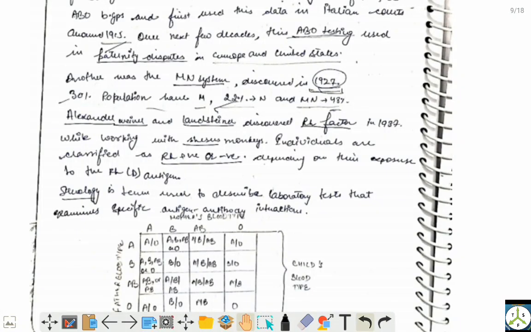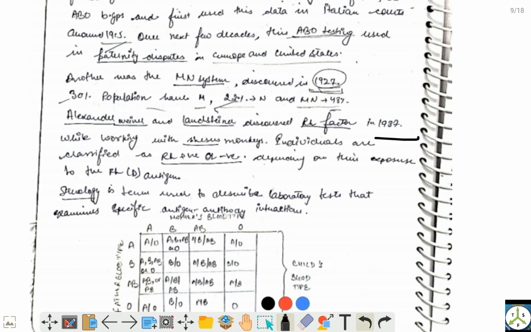After that we have another blood group system, the Rh factor. We have blood groups such as A positive, A negative, B positive, B negative, and the positive and negative are represented by the Rh factor. Alexander Wiener and Karl Landsteiner discovered the Rh factor in 1937 while working with the rhesus monkey. Individuals are classified as Rh positive or Rh negative.